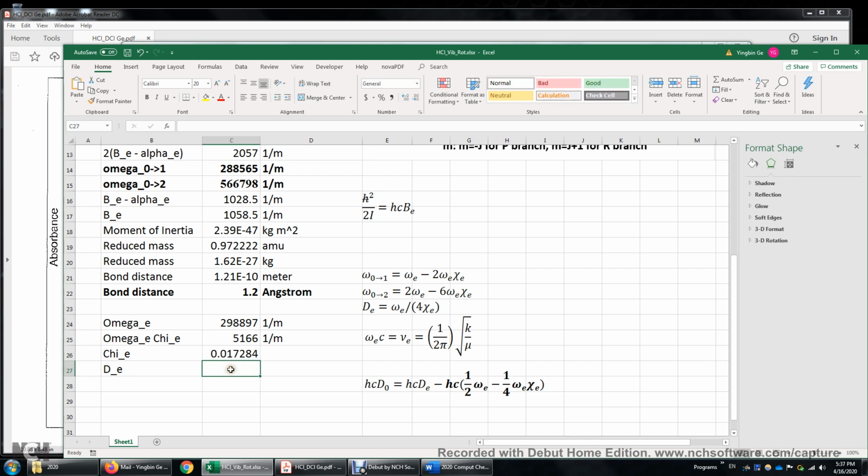D e equals omega e over 4 chi e. So we have D e equals omega e divided by 4 divided by chi e. What's the unit? The unit is 1 over m. And then the depth of the potential energy well of HCl is just hc times D sub e. Again, I'm not worrying about the accuracy, but you should.